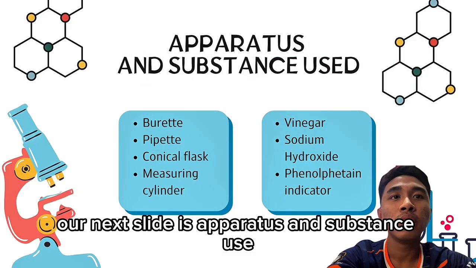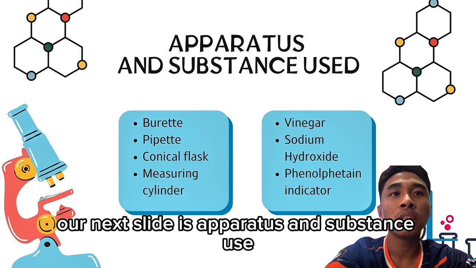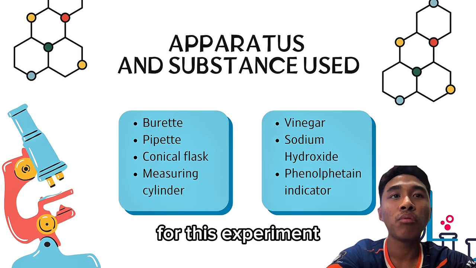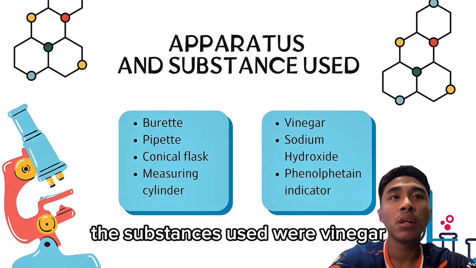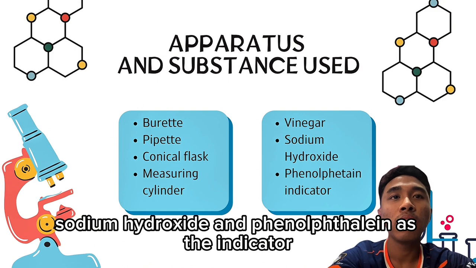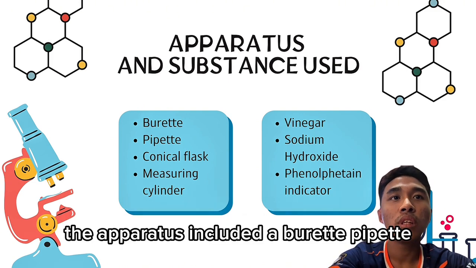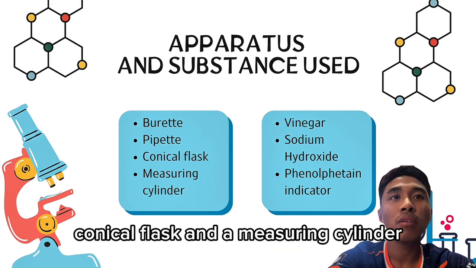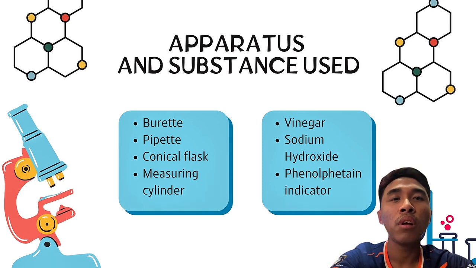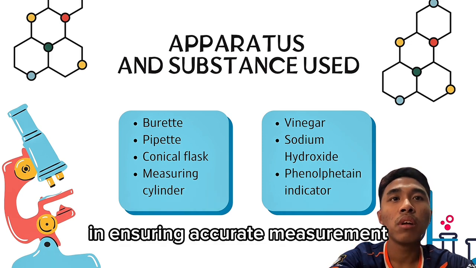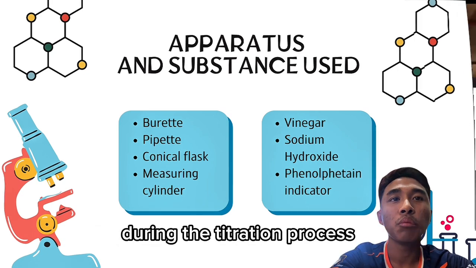For the next slide is apparatus and substances used. For this experiment, we use several apparatus and chemicals. The substances used were vinegar, sodium hydroxide, and phenolphthalein as the indicator. The apparatus included a burette, pipette, conical flask, and a measuring cylinder. Each of these tools plays an important role in ensuring accurate measurement during the titration process.